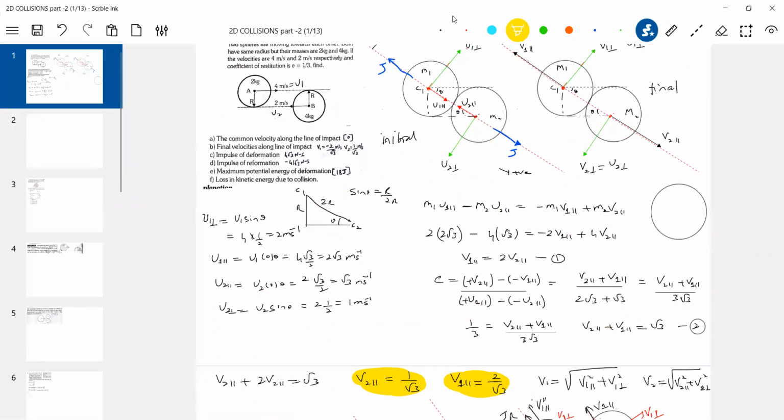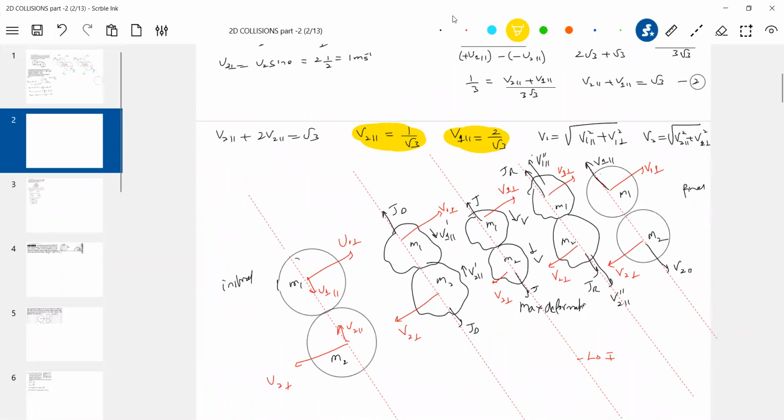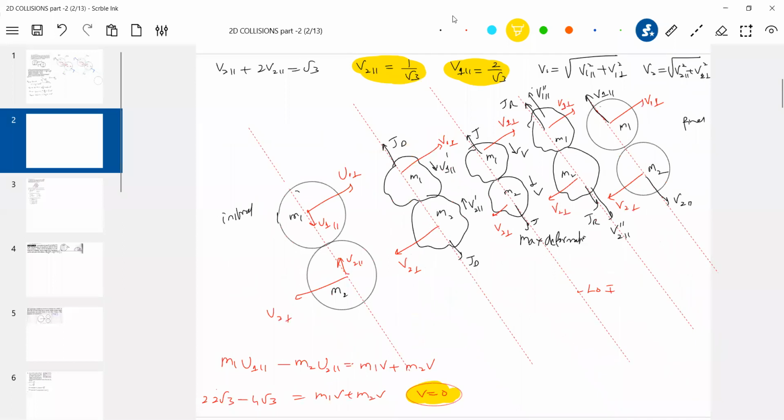Impulse of deformation. How to calculate this? Impulse of deformation. I think from the initial to the third diagram, what all that will act on any one body, that is impulse of deformation. Any formula can you write for this? M1 U1 parallel. JD should be equal to, we'll get the impulse of deformation M1 U1 parallel, from where to where? You have to pick up from here to here.